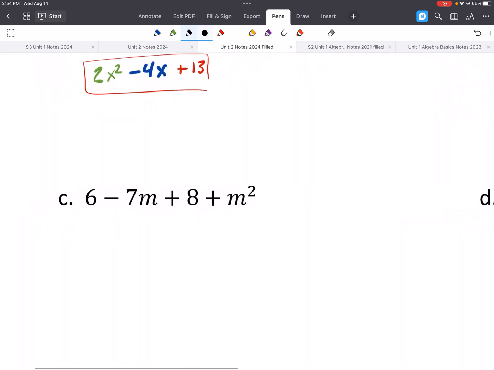All right, finish off the last two. We would start with the m squared, then we'd have our minus 7m, and then we would combine these constants. So 6 plus 8 to give us 14.